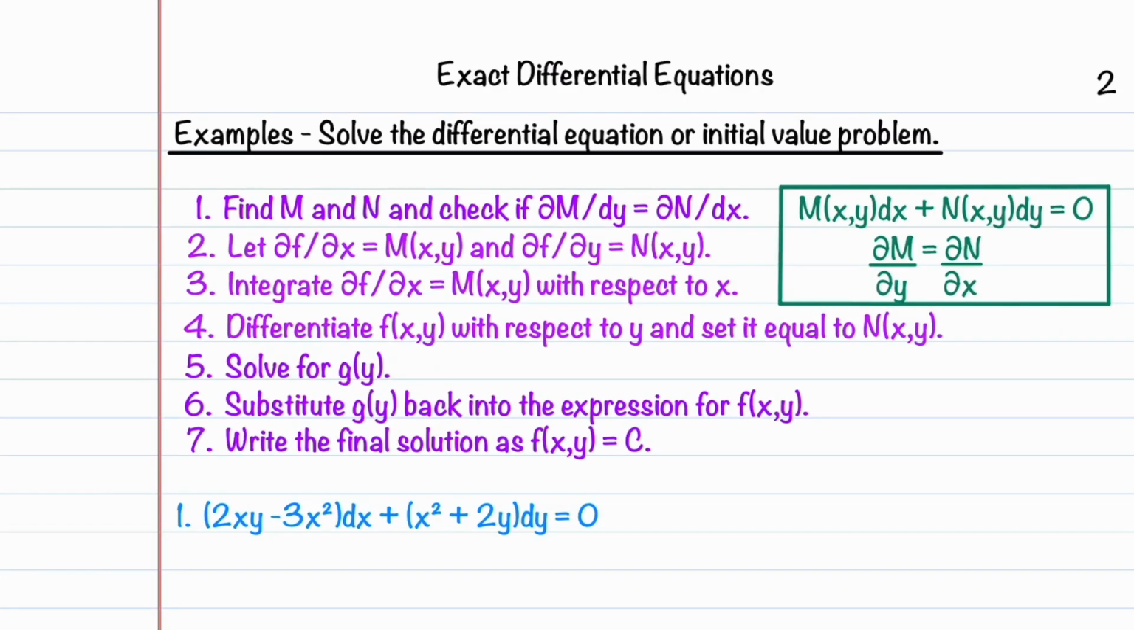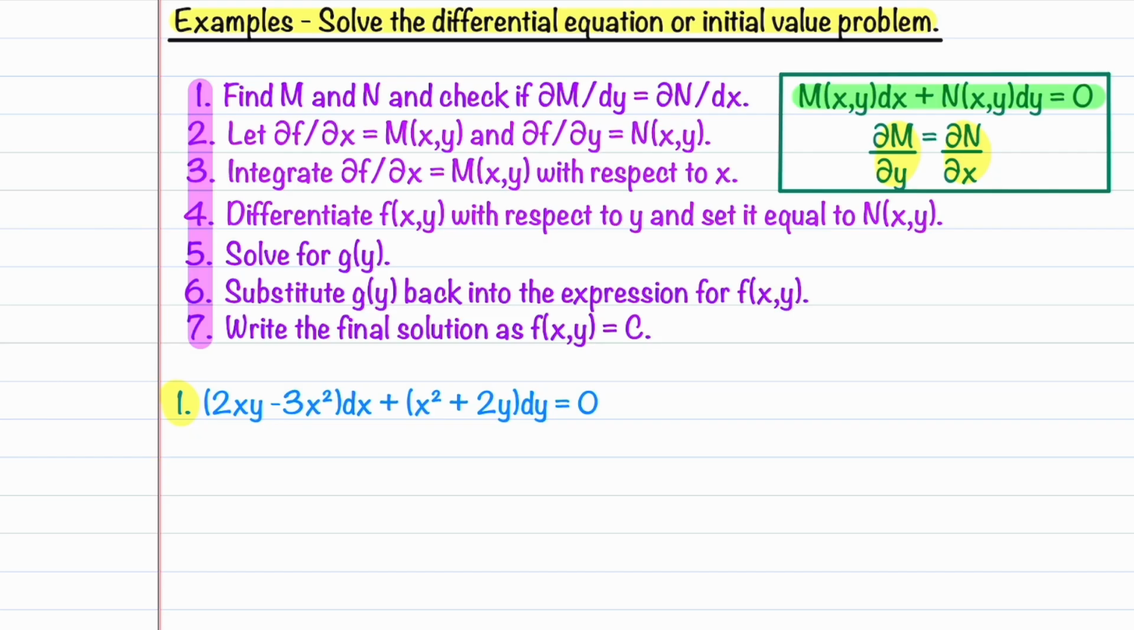Let's look at some examples where we are going to solve an exact differential equation or initial value problem. On the left, I've written down steps that we can follow, and on the right, I've written down the general form for an exact differential equation with the exactness condition. We'll go through these steps one by one as we work through each example.